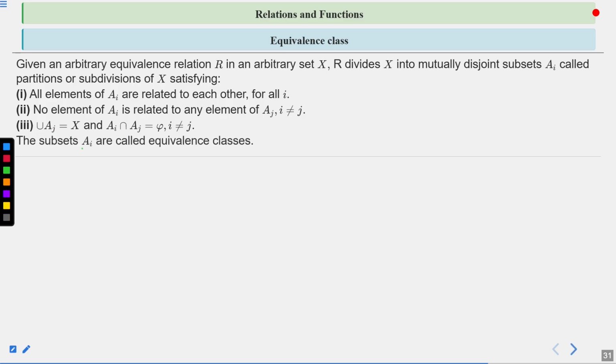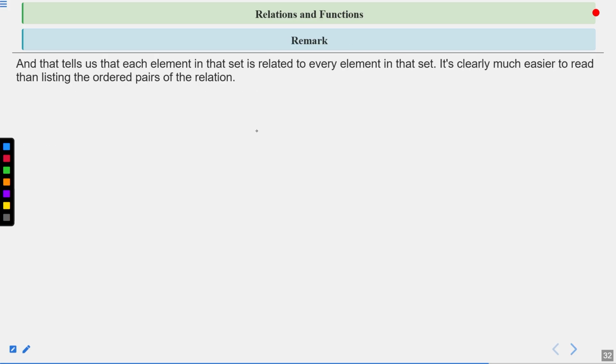So the subsets Ai are called your equivalence classes. So these Ai will be your equivalence classes. If it is not clear from this simple language, don't worry, we will be seeing an example. First of all, remark: this tells us that each element in the set is related to every element in the set. It is much easier to read than listing the ordered pairs of the relation.